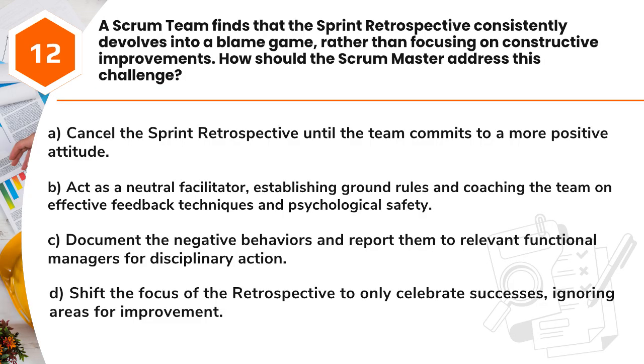Question 12. A Scrum team finds that the Sprint Retrospective consistently devolves into a blame game, rather than focusing on constructive improvements. How should the Scrum Master address this challenge? A. Cancel the Sprint Retrospective until the team commits to a more positive attitude. B. Act as a neutral facilitator, establishing ground rules and coaching the team on effective feedback techniques and psychological safety. C. Document the negative behaviors and report them to relevant functional managers for disciplinary action. D. Shift the focus of the retrospective to only celebrate successes, ignoring areas for improvement.